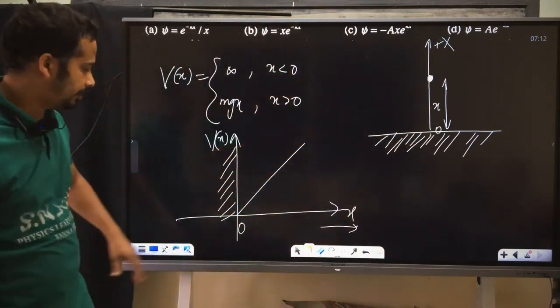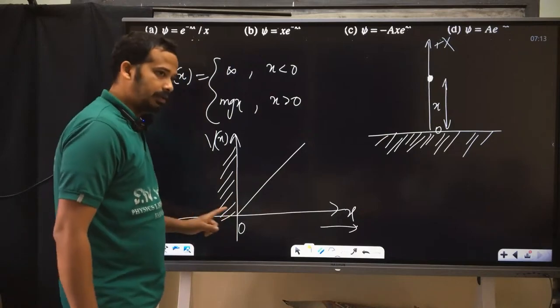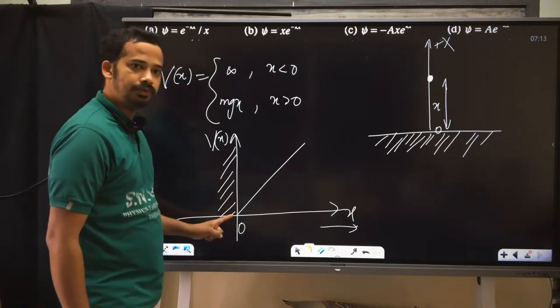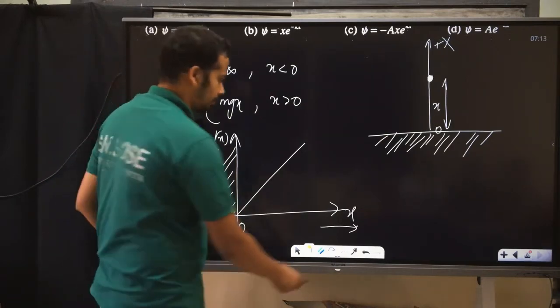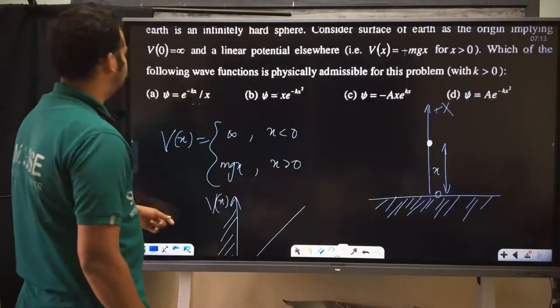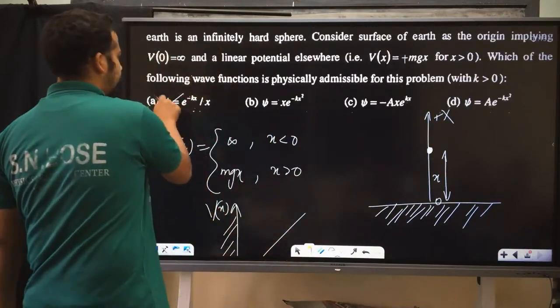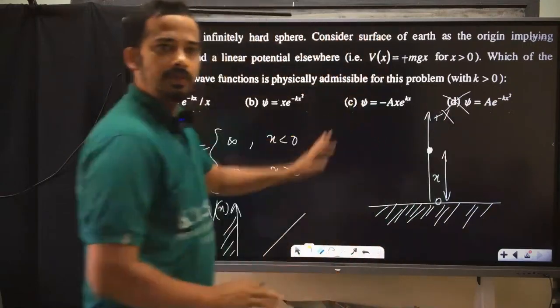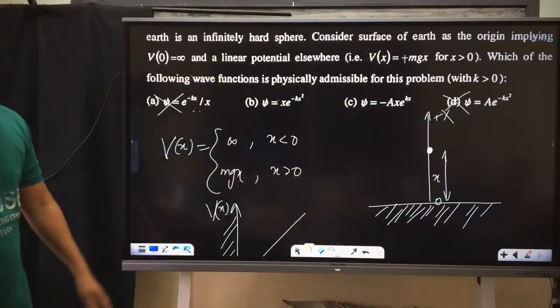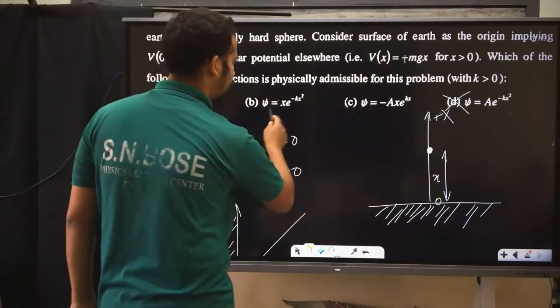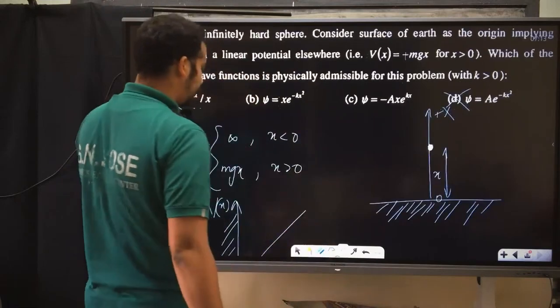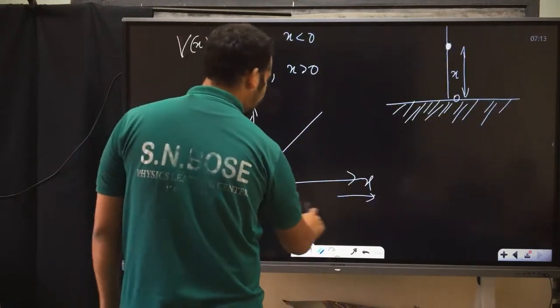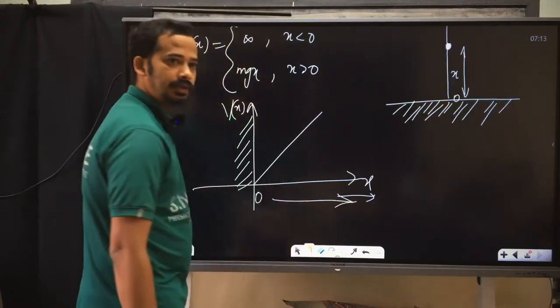Is that okay? Then the particle cannot enter here, so the wave function should be 0. That's why the wave function should be 0 at x equal to 0. The other wave functions are not 0 at x equal to 0. Is that okay? So these two are possible. Now it should be normalizable in the region 0 to infinity.